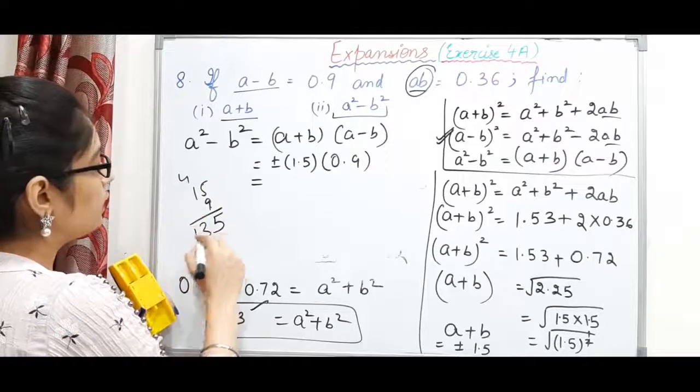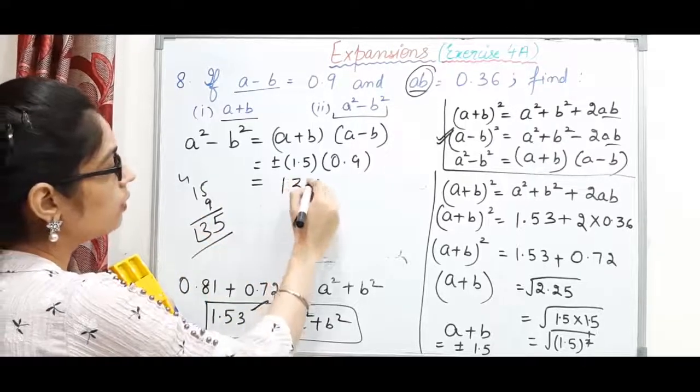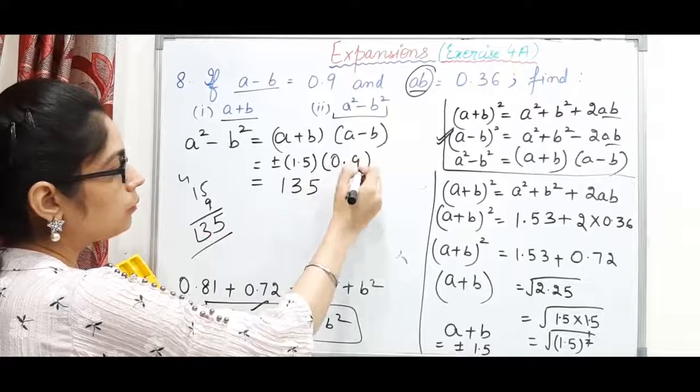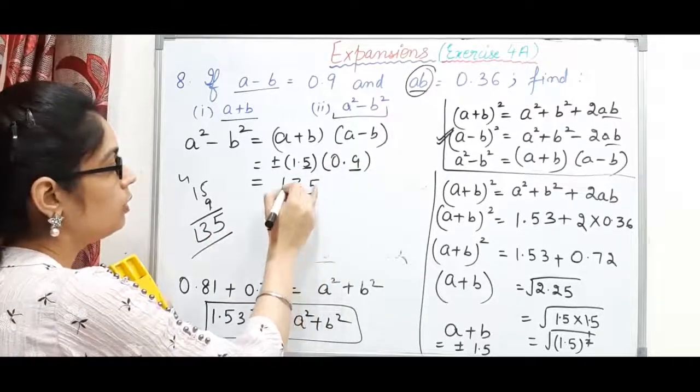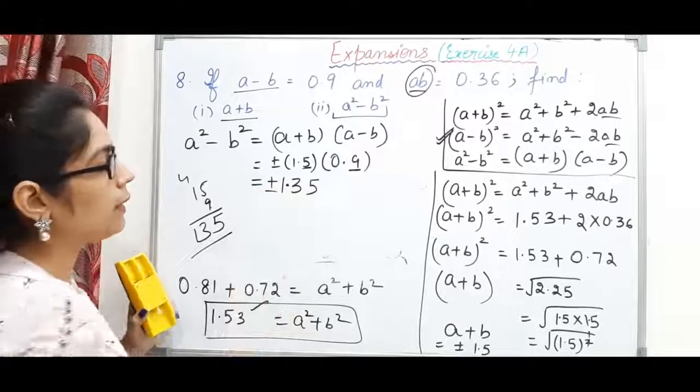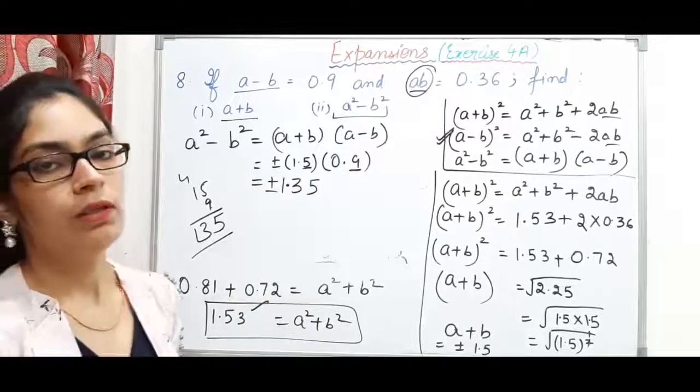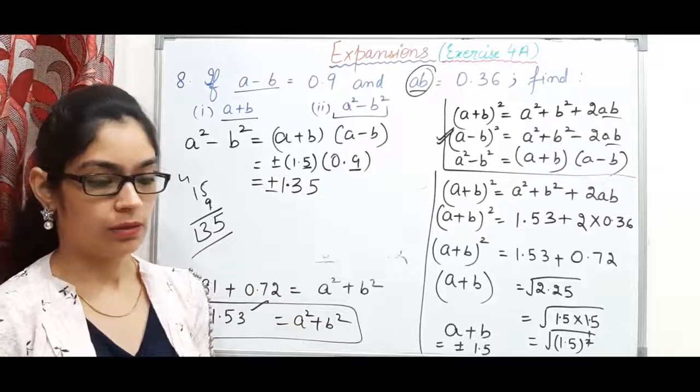9 into 1, so 135. 135, 2 decimal places: 1, 2. So from the right side we have to count 1, 2. So 1.35, plus minus 1.35. Now let's do the next question.